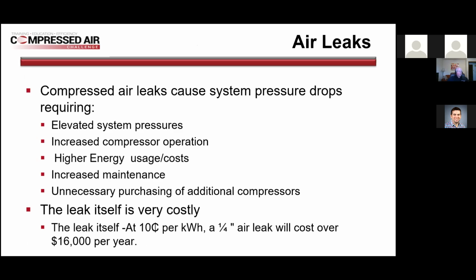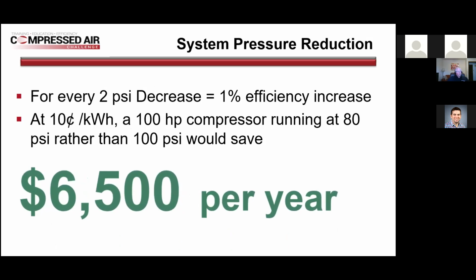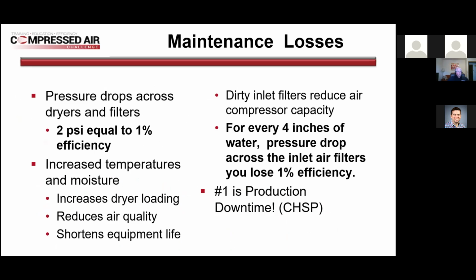Leaks, you guys know about leaks and all the problems they can cause. This shows the leak itself and some of the other things it does. It's a costly thing, and 2% equals 1% efficiency. If you could go through and run a 100 horsepower at 80, you'd be able to save $6,500 per year. And then the maintenance losses, we go over this too, but this is just some pressure drops across filters, inlet filters.